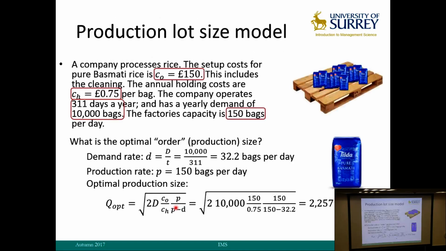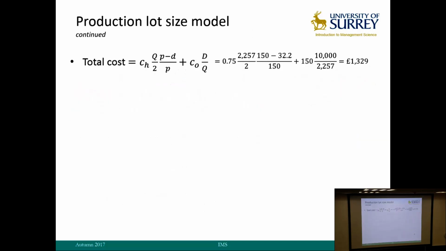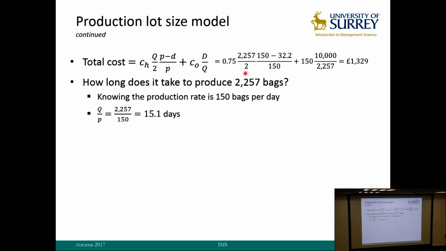And so if you find the optimal quantity for every production run, you can easily find the total cost, because this is the holding cost and this is the ordering cost, and also how long it takes to produce this optimal quantity. Because we know every day we produce roughly 150, we use Q divided by P. So this is how many days we need to run. Basically we need to run roughly 15.1 days for every production cycle.